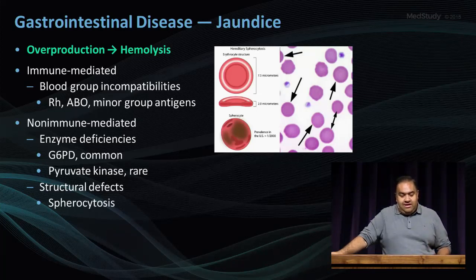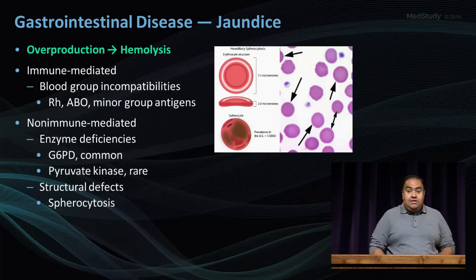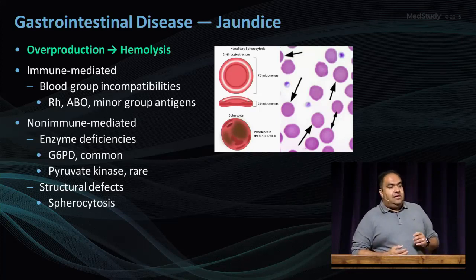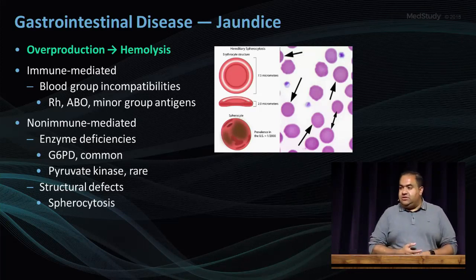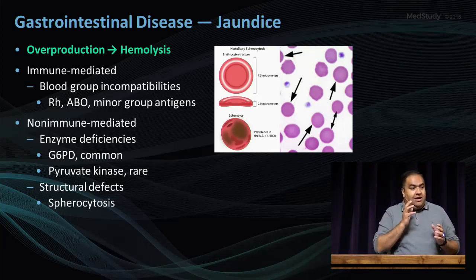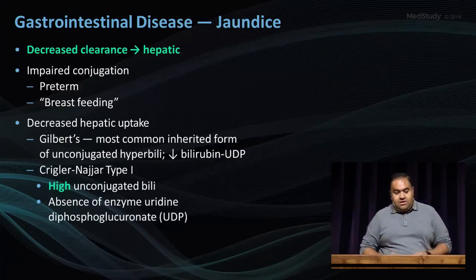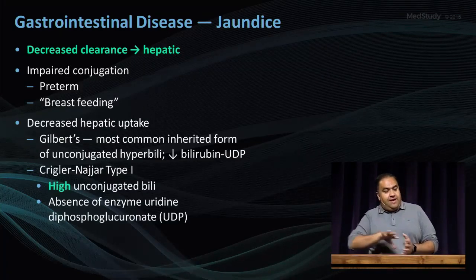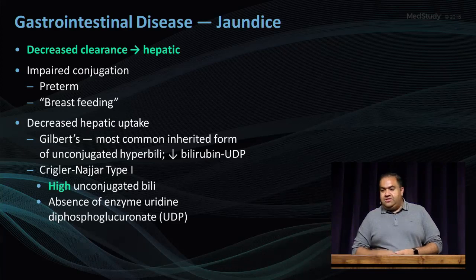The non-immune mediated causes are enzyme deficiencies. G6PD is the common one, and pyruvate kinase is a rare one. You may also have structural defects, such as spherocytosis, elliptocytosis, and ovalocytosis, that can cause this indirect elevated bilirubin level.